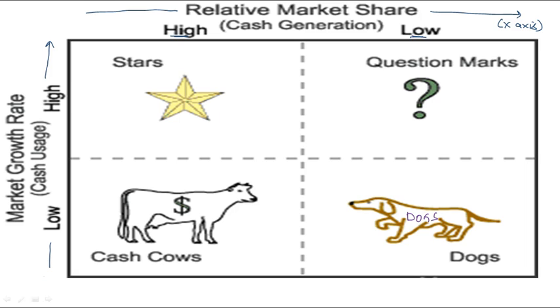Now moving ahead, if we talk about star, star over here has high growth rate and high market share. It has both high growth rate and high market share, so it is good on both sides. That means the cash generation and cash usage, both of them are high. These are the products where there is a high share as well as a high growth market. So they require capital expenditure in order to grow their business.